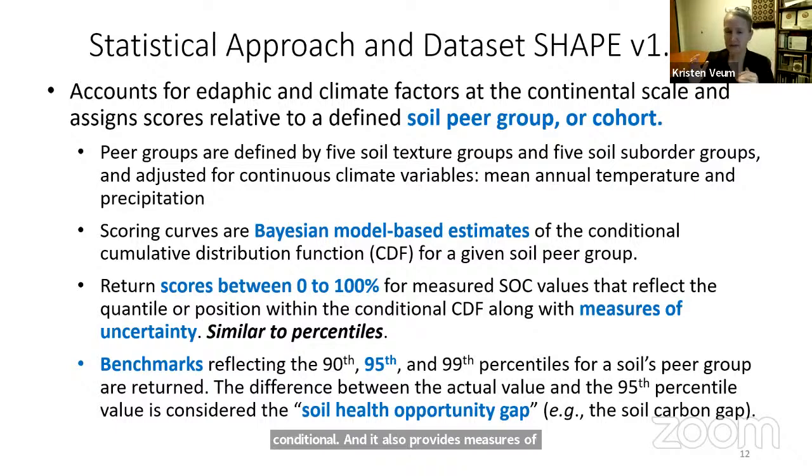So you can think about this score as being similar to a percentile. If you have a child, you go to the doctor and you get height and weight measurements and you get a percentile. So this is similar to that. SHAPE also provides benchmarks, which currently it automatically provides for the 90th, the 95th, and the 99th percentiles for that soil's peer group. And then the difference between the actual value and that 95th percentile, we consider that the soil health opportunity gap, or in this case, the soil carbon gap.